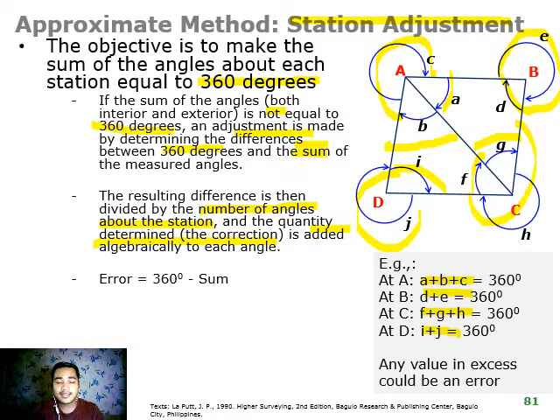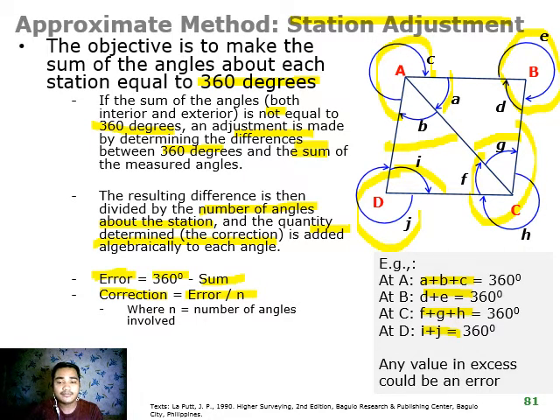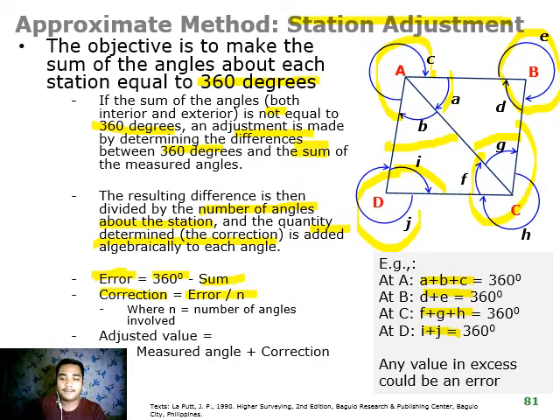So when we say error, to get the error, it is 360 minus the sum of those angles present in the station. And to get the correction, we just divide the error by the number of angles involved in one station. The adjusted value is then calculated by the measured angle plus or minus the correction.